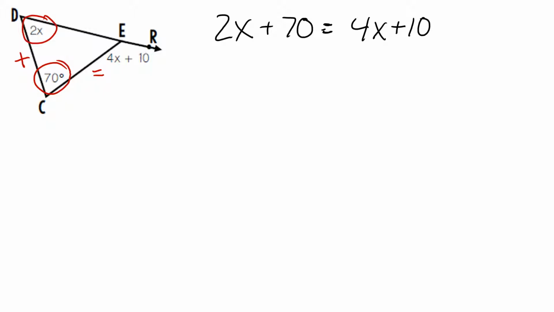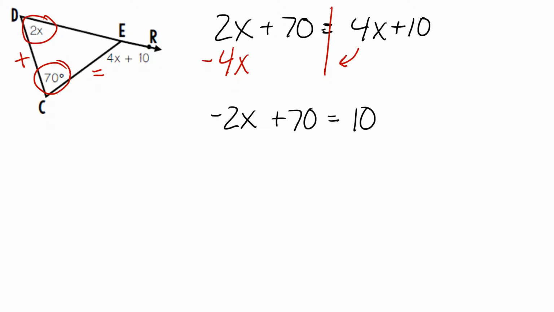Now to solve the equation, we're going to combine like terms. 2x and 4x are on opposite sides, so we do the opposite operation. Instead of 4x, we do a minus 4x. 2 minus 4 is going to give us a negative 2. We're going to bring down the plus 70, and we're going to bring down the plus 10.